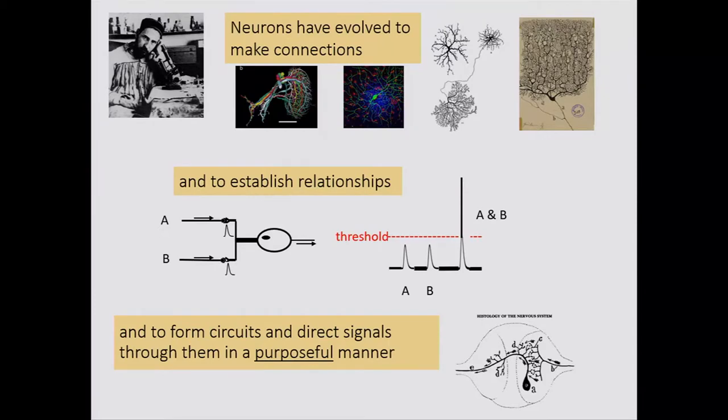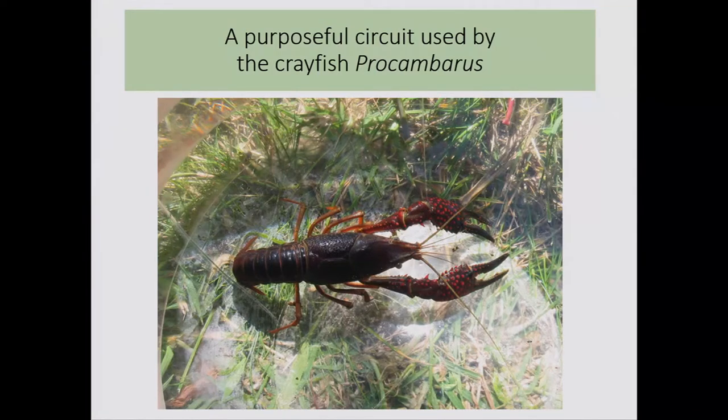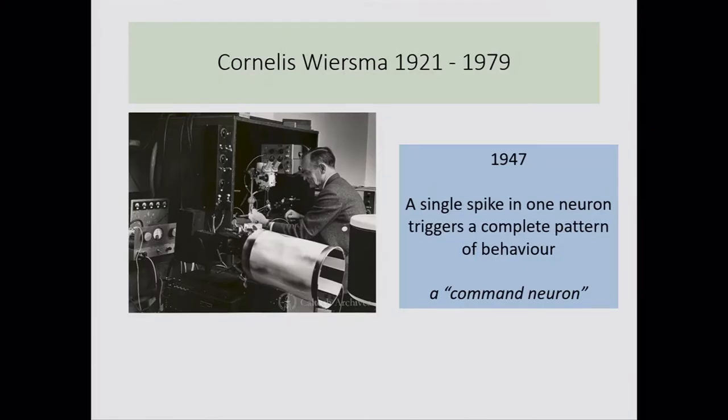So we've seen that neurons are very good at making connections and establishing relationships, and they form circuits and direct them in a purposeful manner. This ability to process information is very nicely illustrated by a classic preparation in invertebrate neuroscience, the crayfish. In 1947, Cornelis Wiersma, a pioneer of recording from the nervous systems of crustacea, crabs and crayfish, recorded responses of some very interesting neurons. Just a single action potential, one single spike in one of these neurons, would elicit a pattern suite of behavior. This became known as a command neuron, for obvious reasons, a term which Wiersma himself questioned and has been hotly debated ever since.